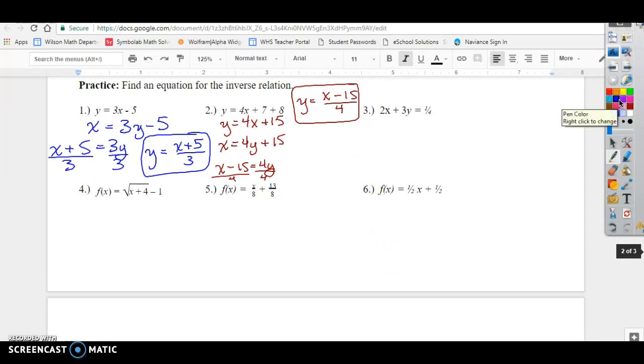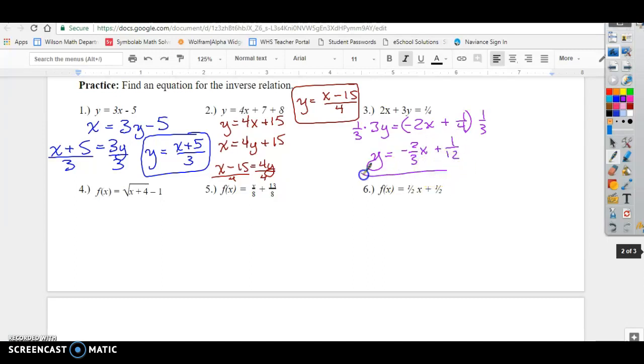Okay. Now, in 3, this is my original. It probably would be best if I actually put this in form of y equals. So in order to do that, I can write this as 3y equals negative 2x plus 1/4. And then I'm going to make this 1y, so I'm going to multiply by 1/3 both sides. 1/3 times 3 gives me 1y. I'm going to distribute in my 1/3 here, so this is negative 2/3 x plus 1/12. So this is my original.